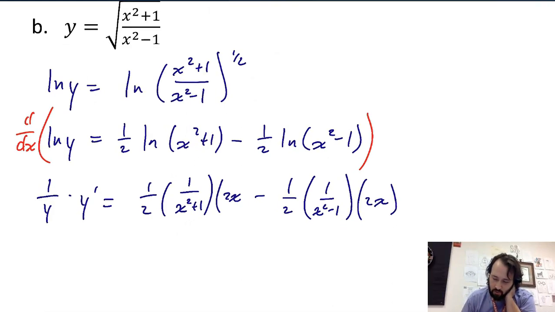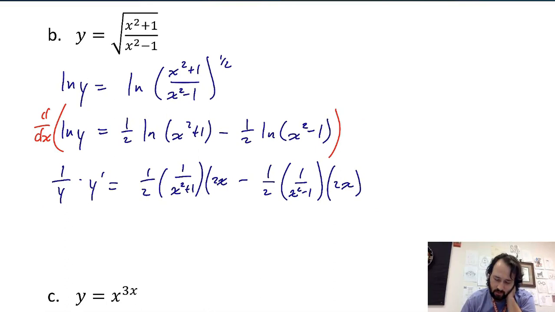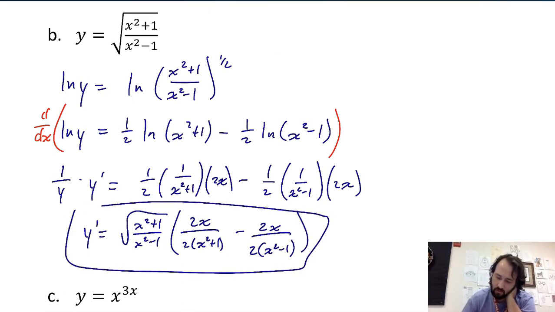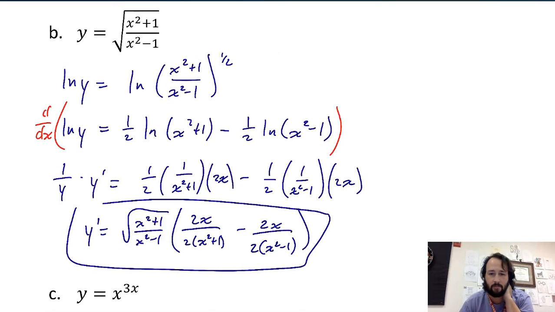Okay, so then multiply that y and rewrite y for what it is. So y prime is the square root of x squared plus 1 over x squared minus 1 times all this stuff inside: 2x over 2 times x squared plus 1 minus 2x over 2 times x squared minus 1. Again, I know there's a lot more simplification that could be done. It does not have to be done though, so I'm going to leave it like that.